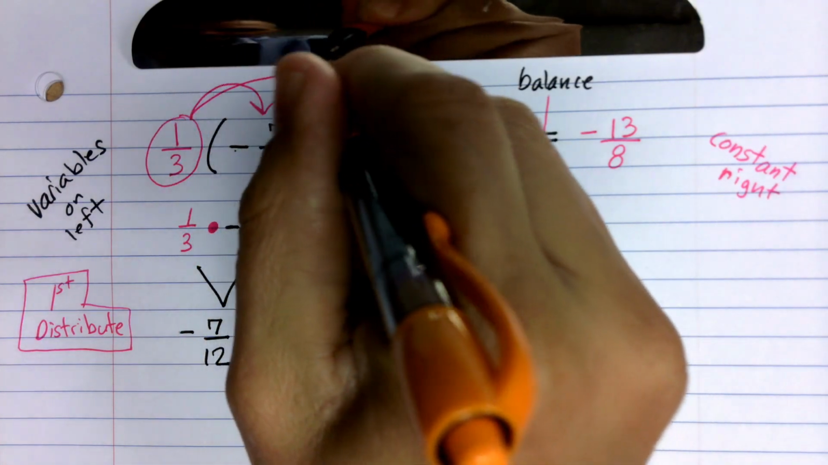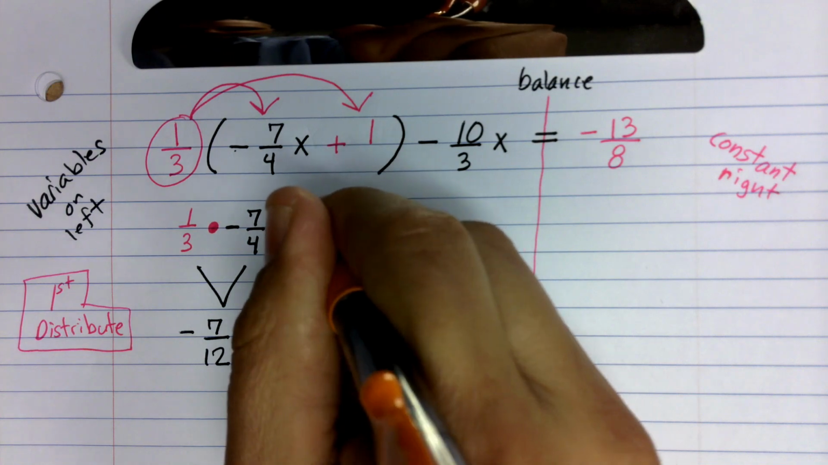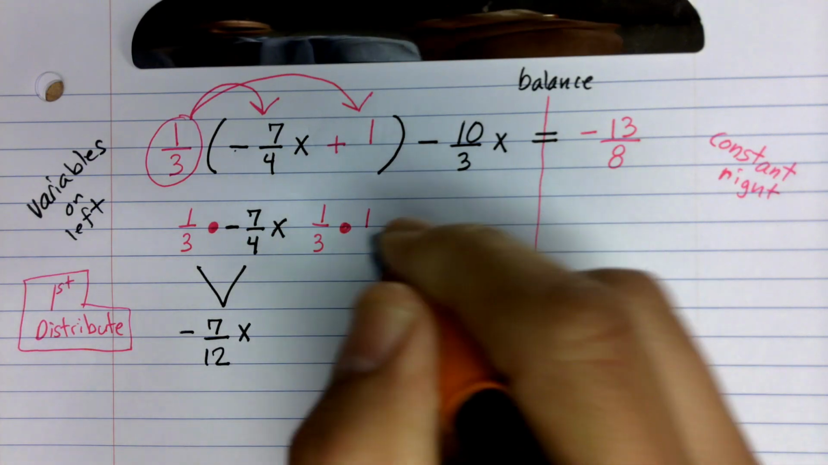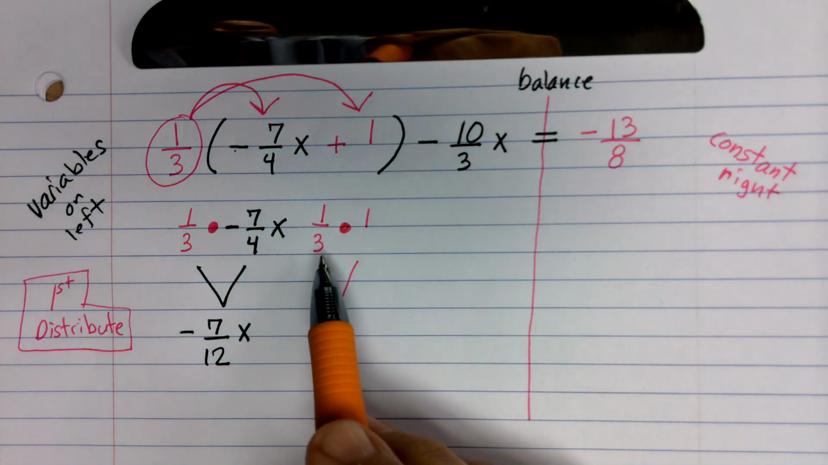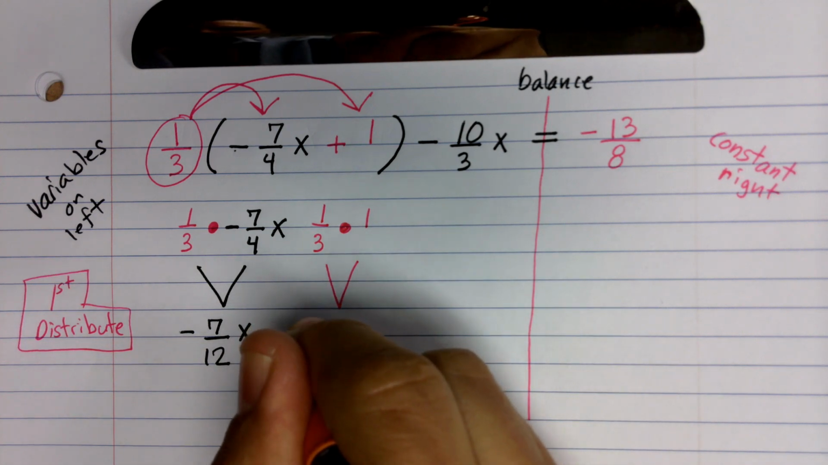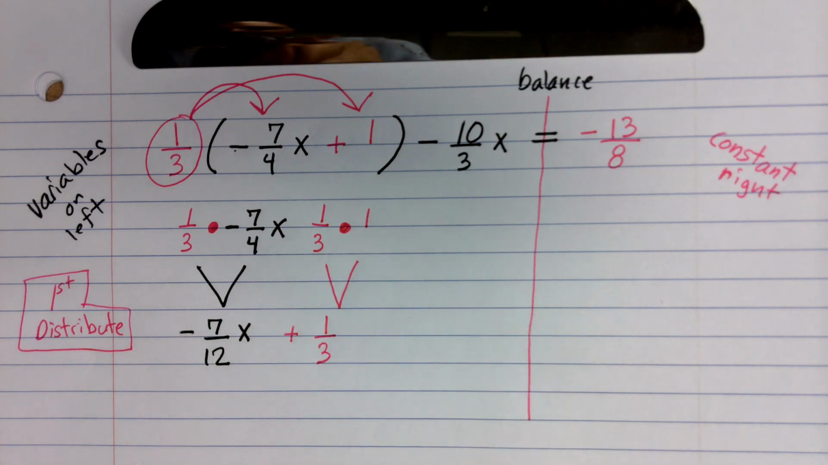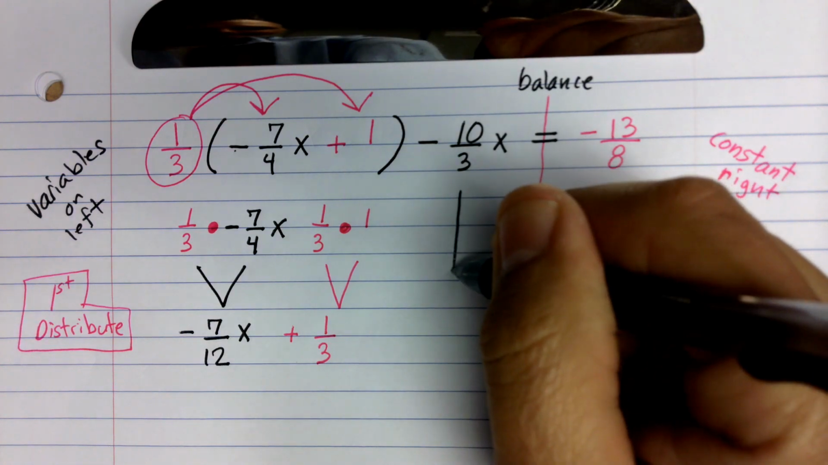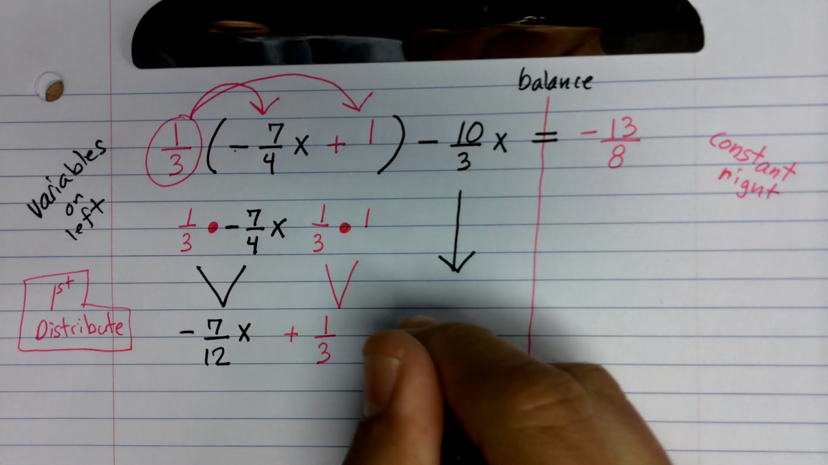We're going to distribute 1 over 3 to this positive 1 inside a parenthesis. So now we have 1 over 3 times positive 1. Now you could put this in a calculator, but in all honesty, I hope that you remember that anything times 1 is just itself. So this is just going to be positive 1 over 3. Now we haven't done anything to this negative 10 over 3x, but I am going to bring it down. And we're going to combine it with the negative 7 over 12x in just a moment.